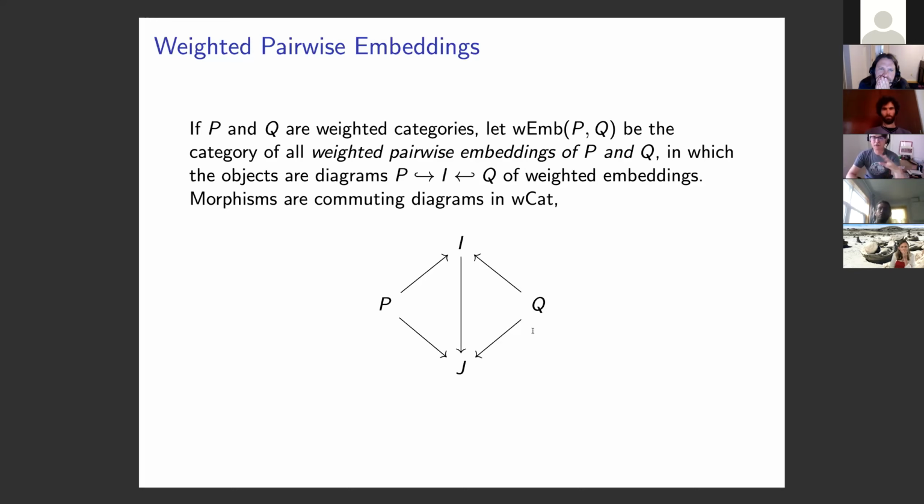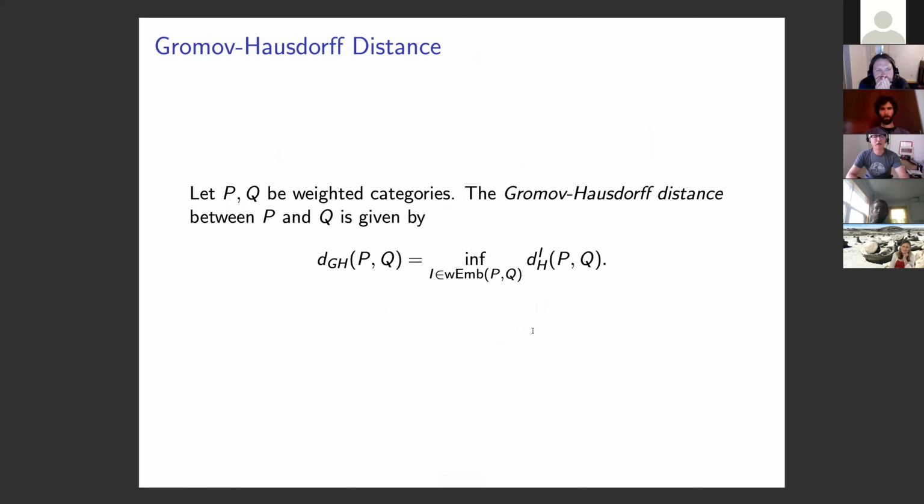And there is a larger story in which these weighted embeddings are like the Hom categories in a 2-category, and that is kind of fun. And then you can define a Gromov-Hausdorff distance between two arbitrary weighted categories by taking the infimum over everywhere where P and Q are embedded in the same category: you look at their distance in that category, and then you take the infimum over all such embeddings.